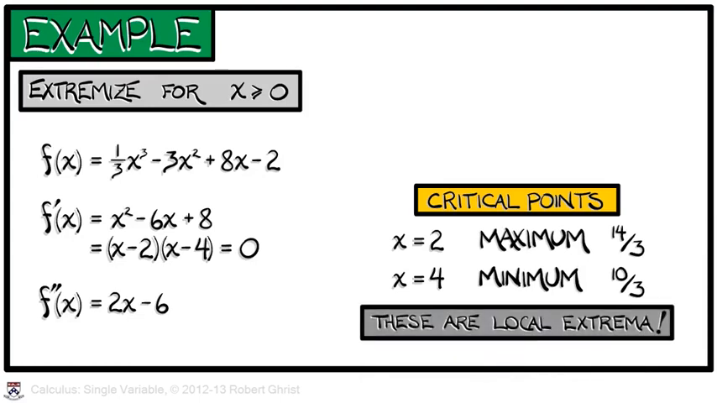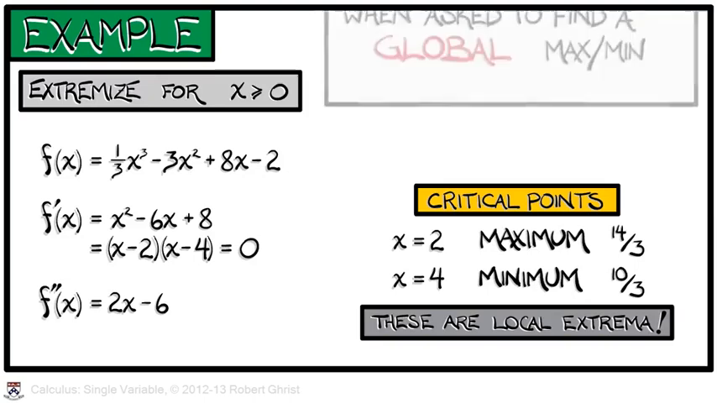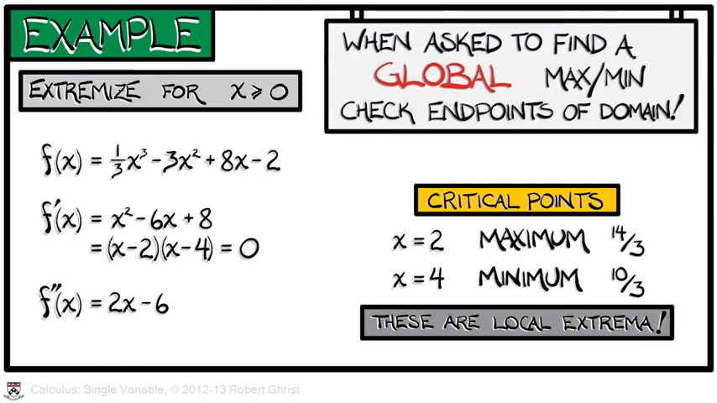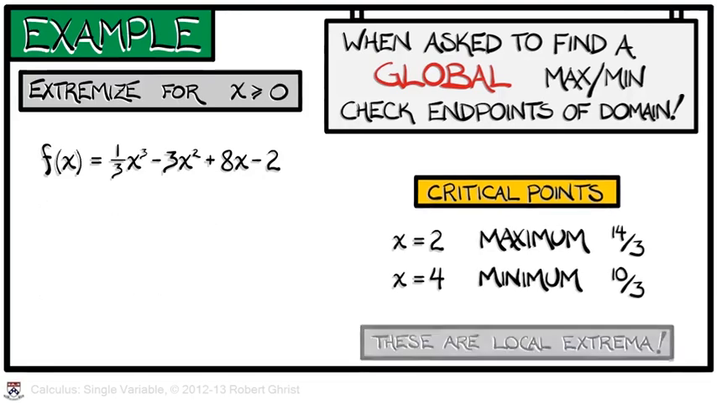However, that is not the end. These are local extrema. The problem is to find the global maximum and minimum. When you're asked to find a global max or min, you must check the endpoints of your domain. These endpoints are critical points, since the function and/or its derivative may not exist there. Let us therefore check the endpoints of our domain.